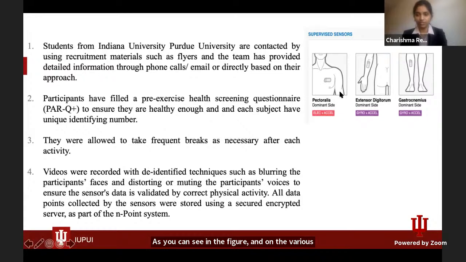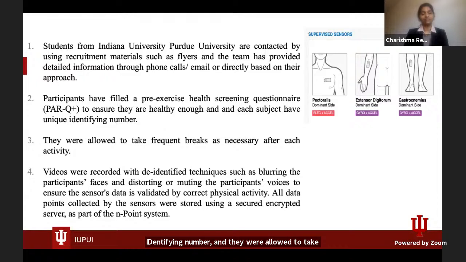First location is on the chest, the second is on the arm, the dominant arm, and the third one is on the leg. Before starting the study, they filled out the pre-exercise health screening questionnaire to ensure that they are healthy enough. Each subject has a unique identifying number, and they were allowed to take frequent breaks as necessary after each and every activity.